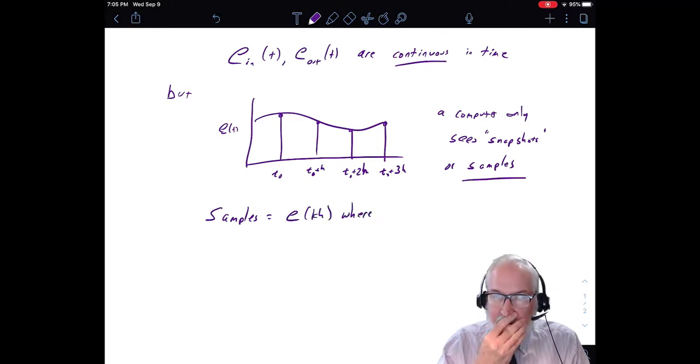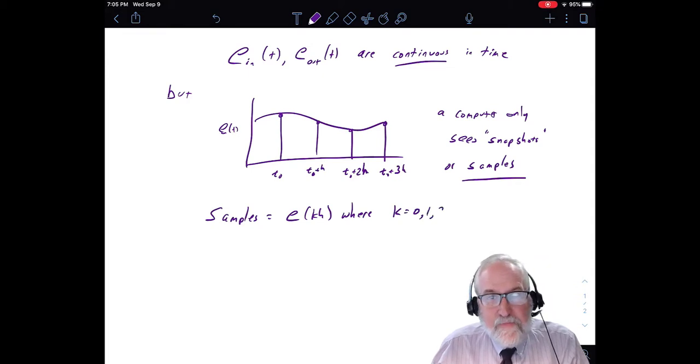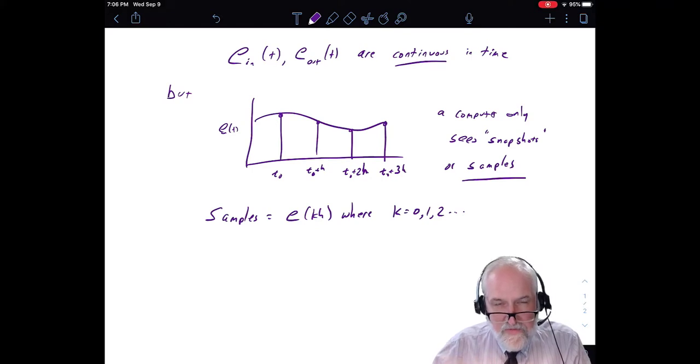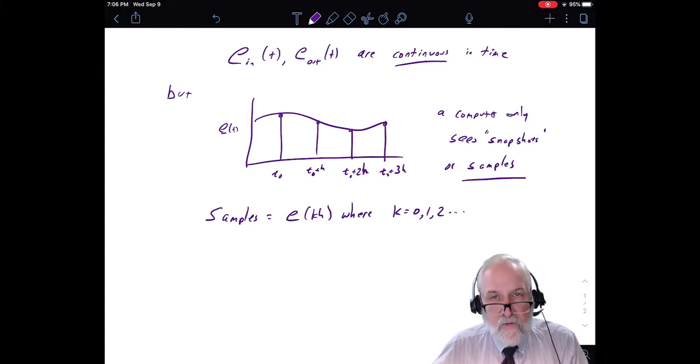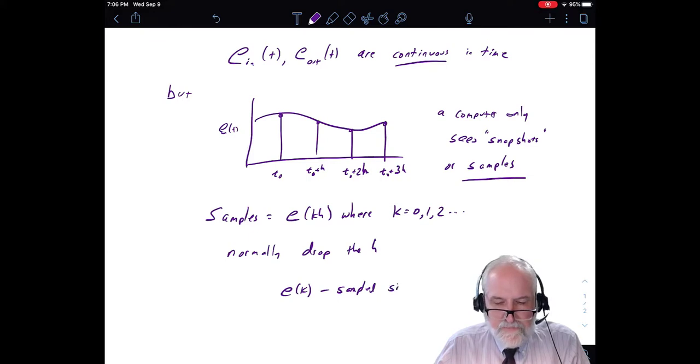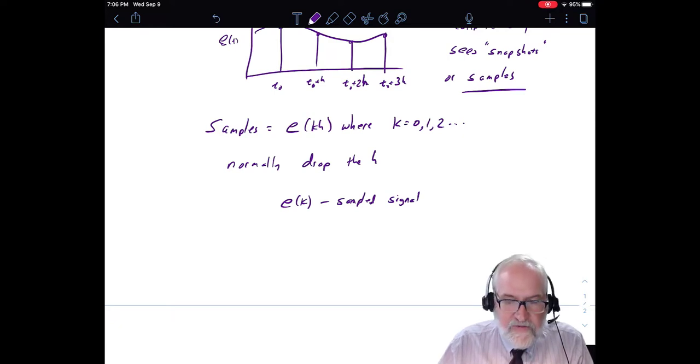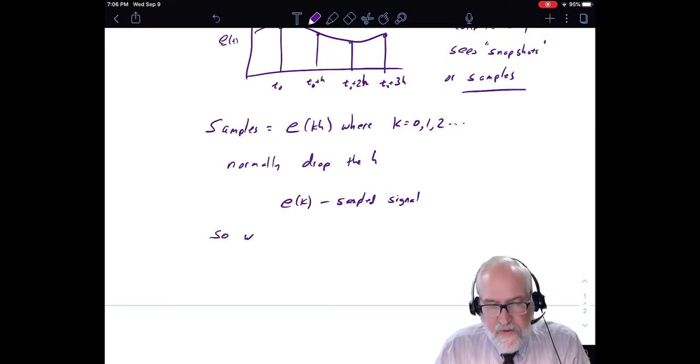We represent the continuous time signals as E sub t, and we represent these samples at specific times kH, where k is 0, 1, 2, 3. But for simplicity, we leave off the H part because it's the same for all samples, and we just call that E sub k to represent a sampled signal, where k is an integer. What we want to do is find an expression for E out, the filtered signal, at k, as a function of E in, the sampled signal at k. That's where we're headed with this.